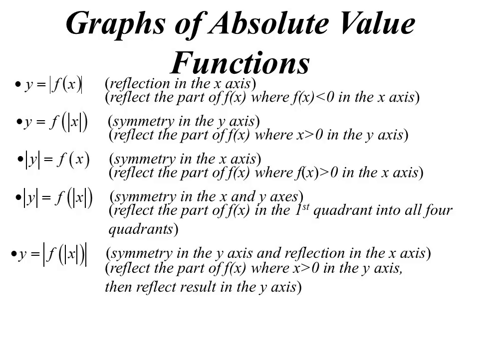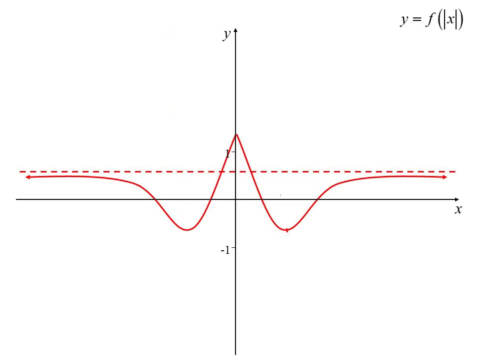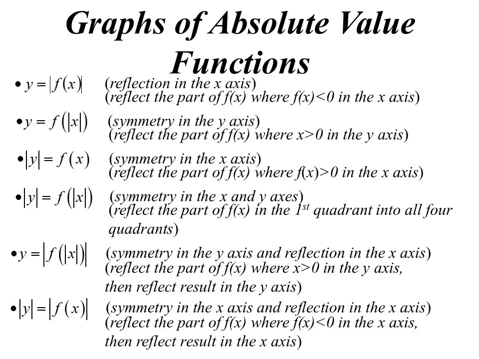Y equals the absolute value of function absolute value x. What happens here? Okay, well, we saw that was function absolute value x. We combine that with the first one we saw, absolute value of function x, whatever's below, reflected above. One more, let's try this one.